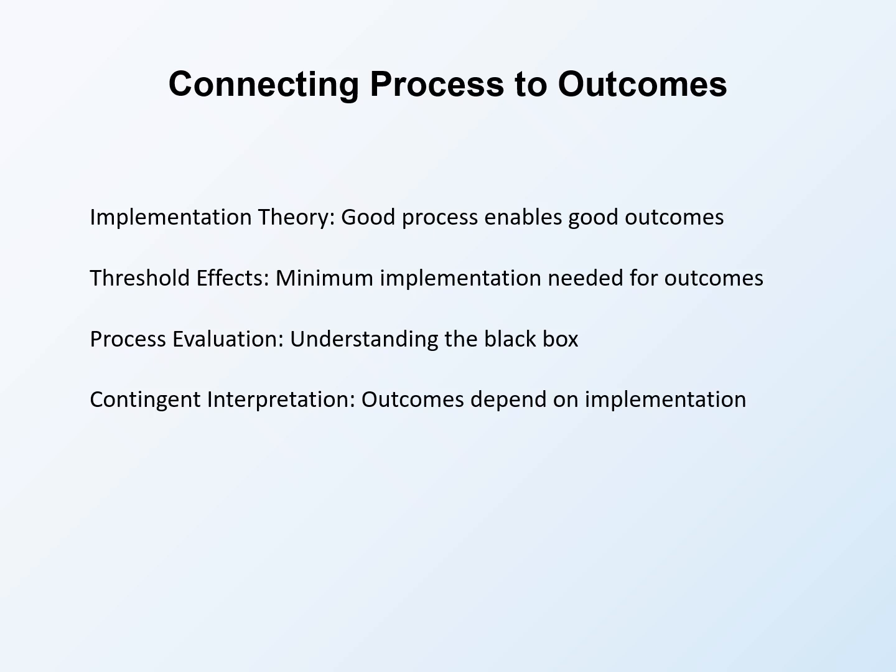Participants may need a certain number of sessions before benefits appear. Process objectives can establish thresholds. Process evaluation helps understand the black box, what happened between inputs and outcomes. Process data illuminates how the program worked or did not work. Contingent interpretation acknowledges outcomes depend on implementation. If outcomes are poor, was it because the program does not work or because it was not implemented properly? Process data enables this distinction.